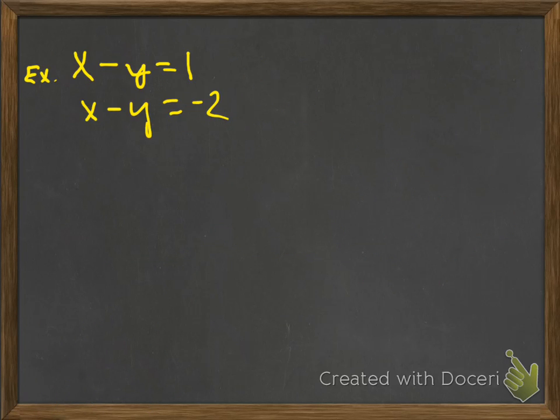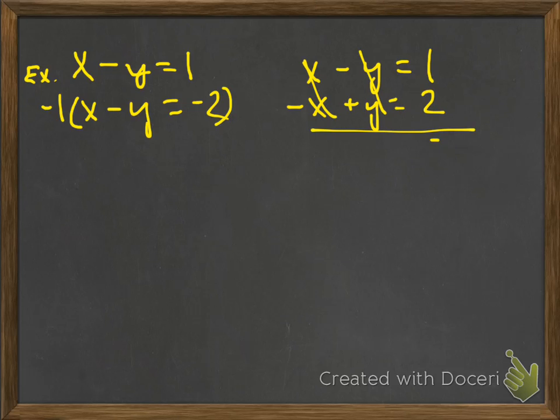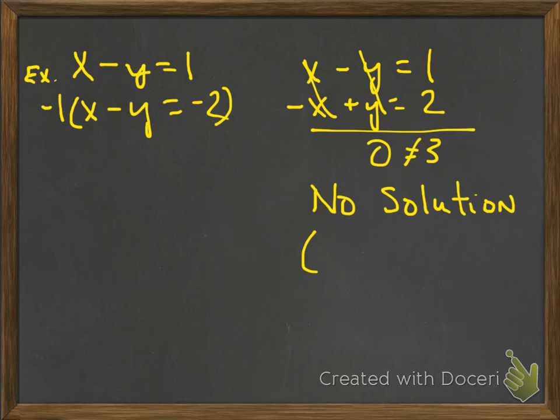Okay, the next one. You do elimination, so you're going to change the sign. That would give you x minus y equals 1, negative x plus y equals 2. The x's and y's cancel, but not the numbers. So that's considered no solution because 0 cannot equal 3. That is what is called an inconsistent system. This is something you might want to make sure of. It might only be one or two problems on the test, but you might want to have this prepared on a note card or something.